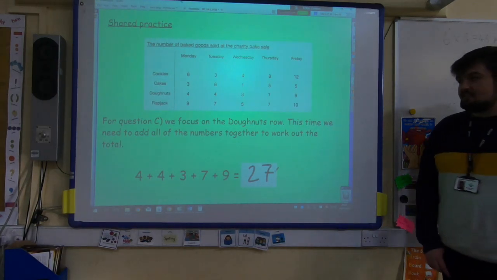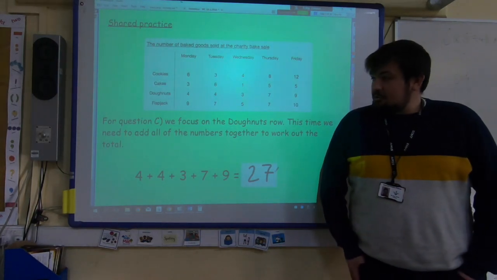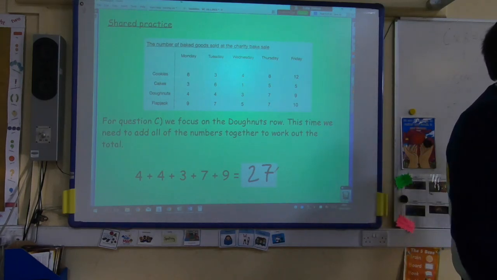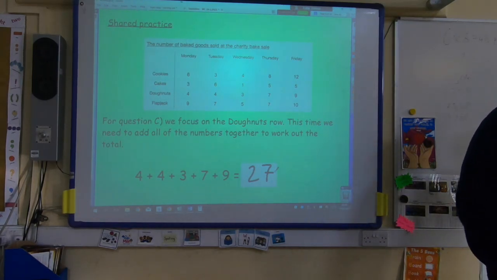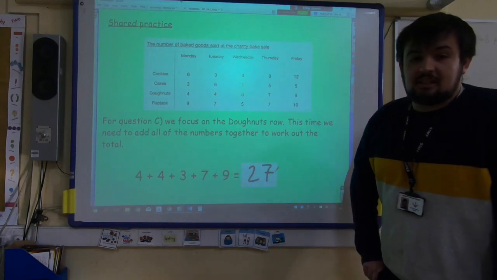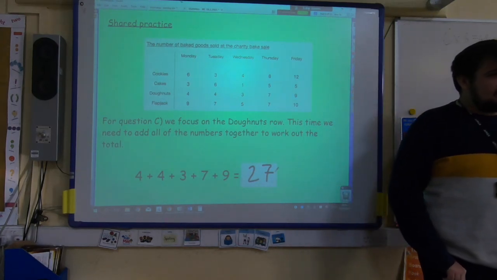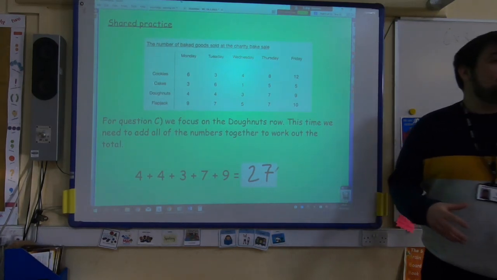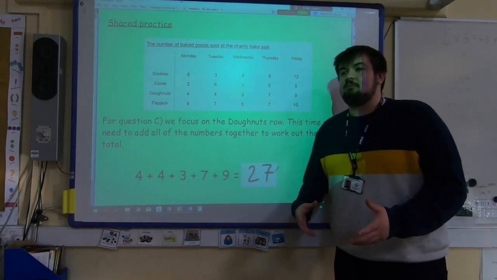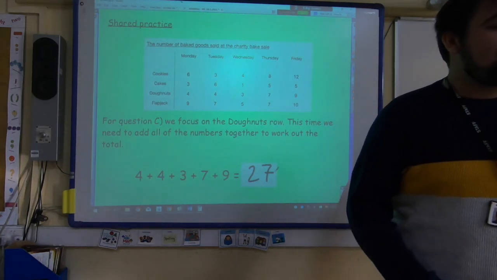27 donuts. Good. So it's about using those clues in the questions to help us. If it's asking us on which day, then we know our answer is going to be a day of the week. If it's asking us to do something in total, then we know we're going to be adding lots of numbers together.